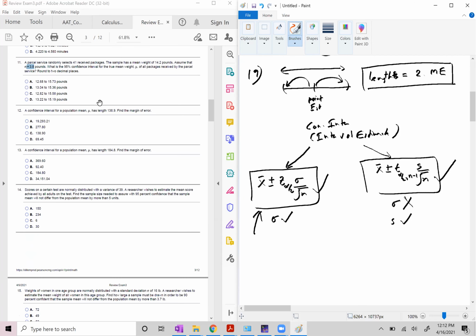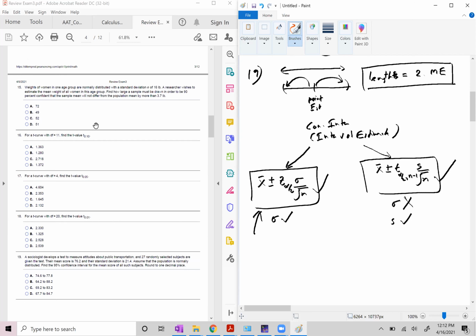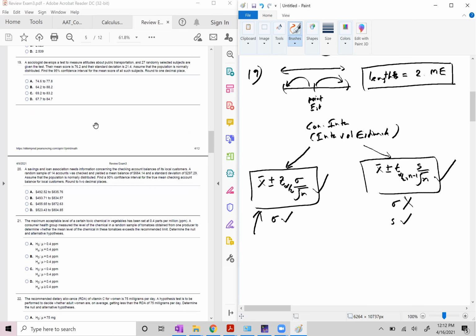Now, this question, read this very carefully. It's very similar, but the only difference is this. 27 randomly selected subjects are given the test. Their mean score is 76.2. That means the mean of this random sample of 27 people is 76.2, and their standard deviation, that means this sample, this sentence is talking about this sample of 27 people. Sorry, their standard deviation is 21.4.